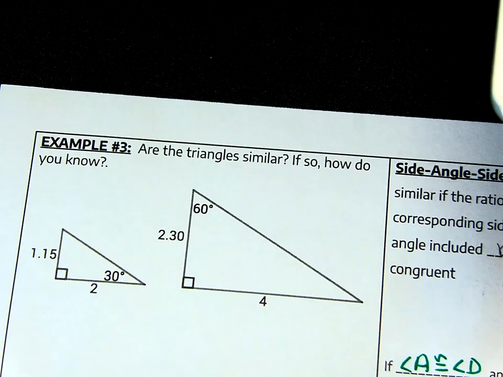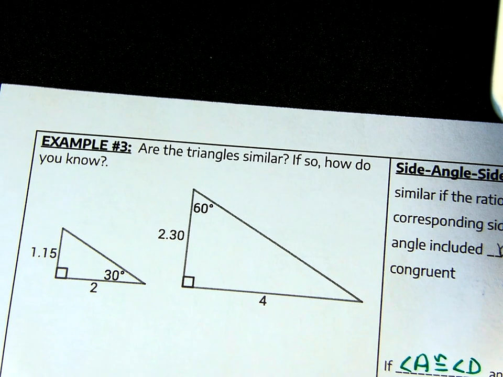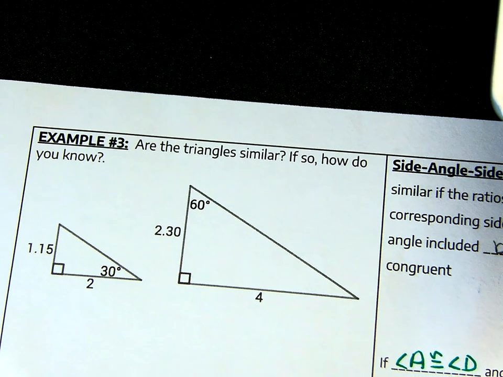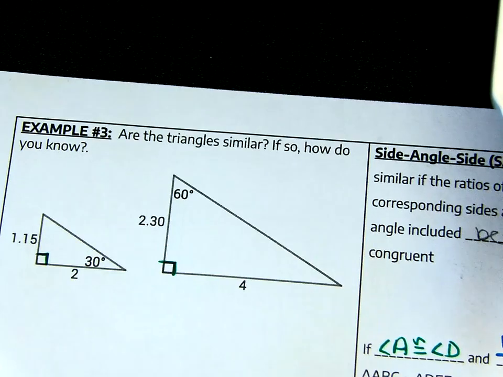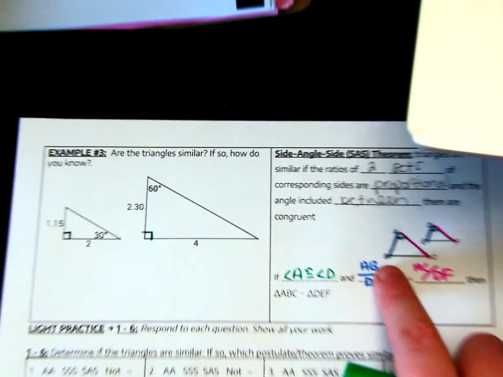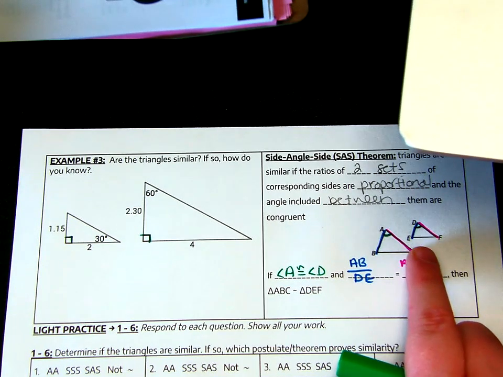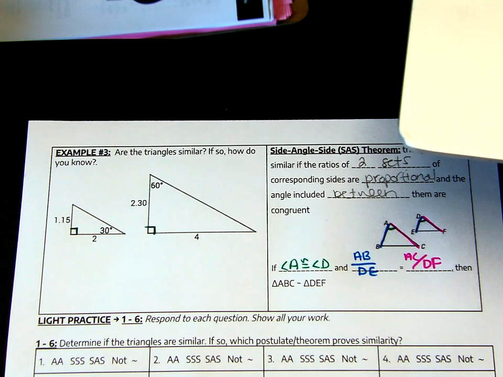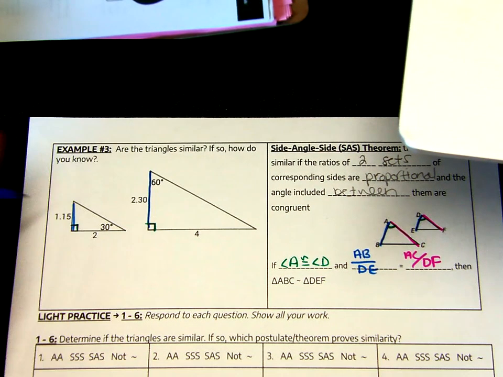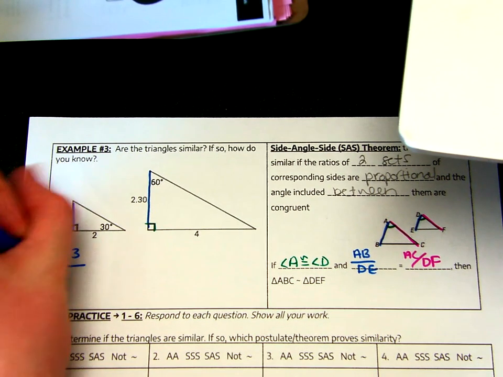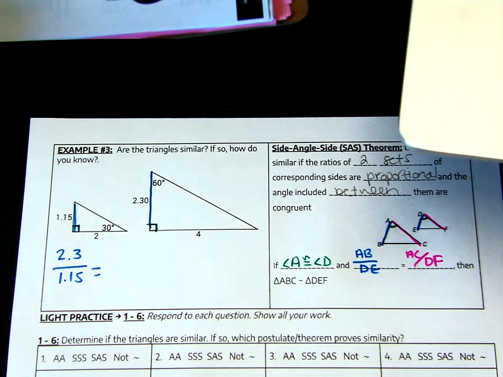Okay? So look at example 3, and if I want to know are the triangles similar, so how do you know? Well, I'm noticing, first of all, that congruent angle again. I'm noticing a 90-degree angle, so that's congruent. Okay, so when I look at it from here, that's the angle in between. Then let's compare 2.3 over 1.15. What does that give us?